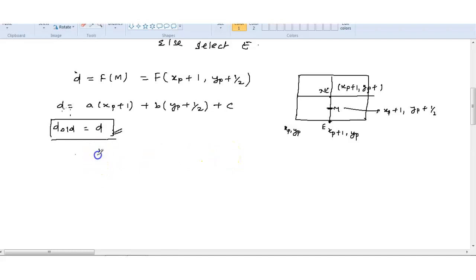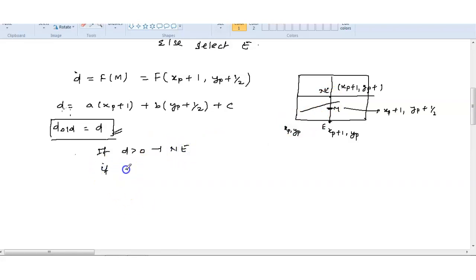So if d is greater than 0, which means the middle point is below this straight line, because consider a straight line passing over here. We substituted this midpoint f of m in the function and got it greater than 0, which means f of m lies inside of this straight line. So the straight line is passing here, and at that time we will choose the northeast corner as the nearest.